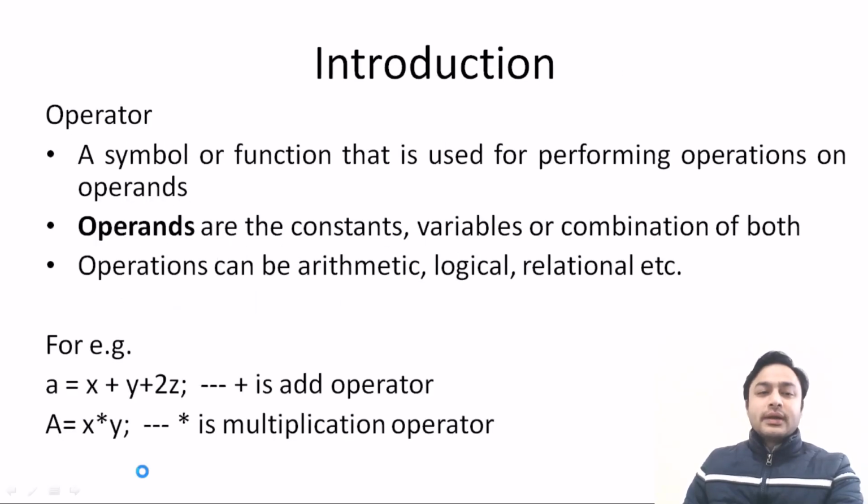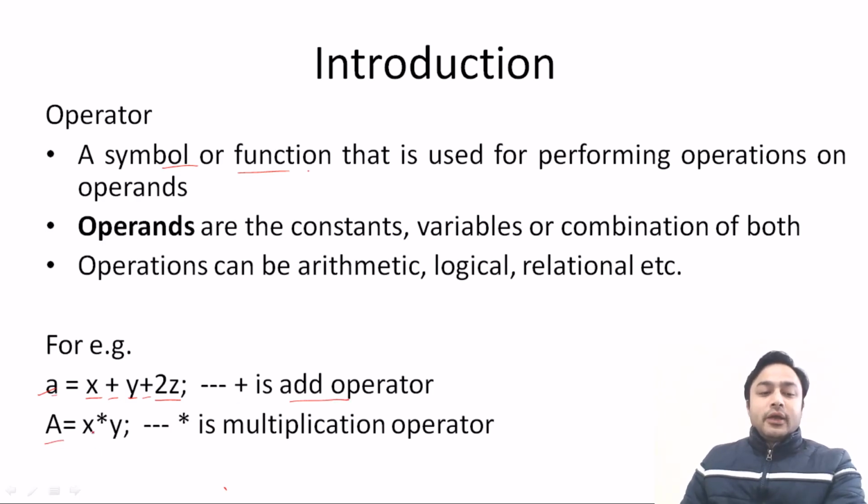So what is an operator? An operator is basically a symbol or a function that is used for performing some operation on operands. The operands can be constant, variable, or a combination of both. For example, you can see in this expression, a = x + y + 2z. Here a, x, y, 2z are operands and this plus is an add operator.